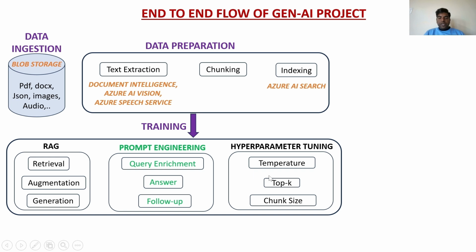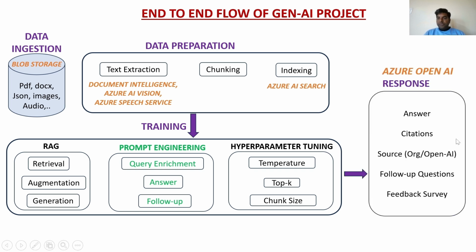So hyperparameter tuning. Every AI model or LLM will have its own parameters for it to function. There are multiple parameters that we can tune as per our use case, as per our application. Some of them are top P, temperature, top K, and chunk size. Again, as I said, I'll be explaining each of them in the upcoming videos.